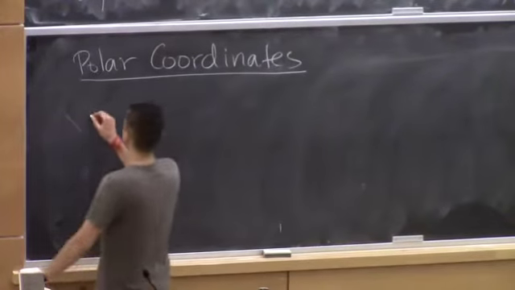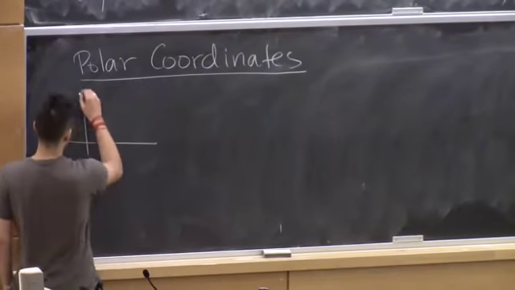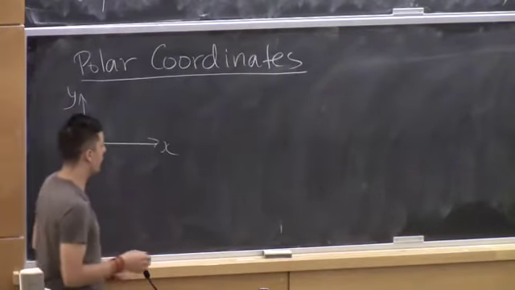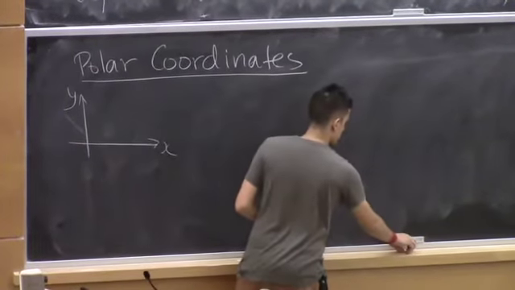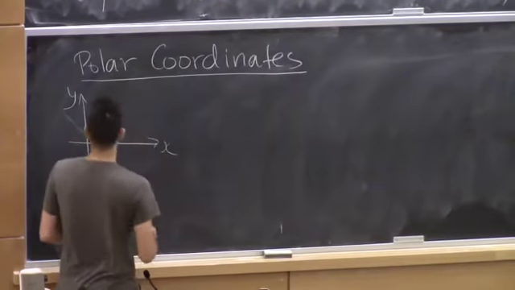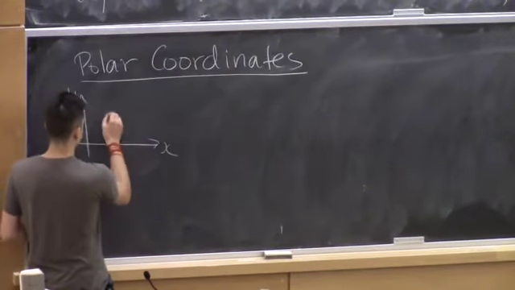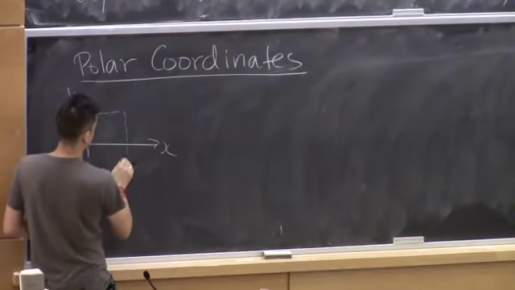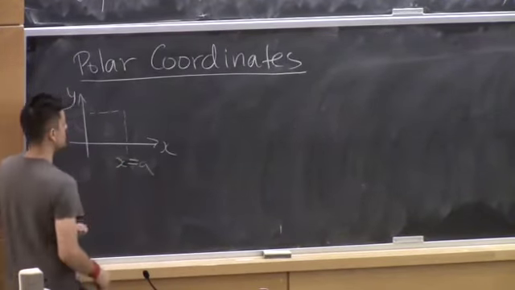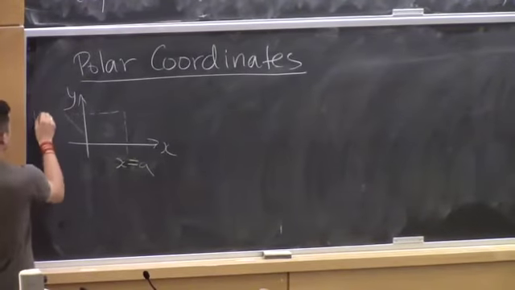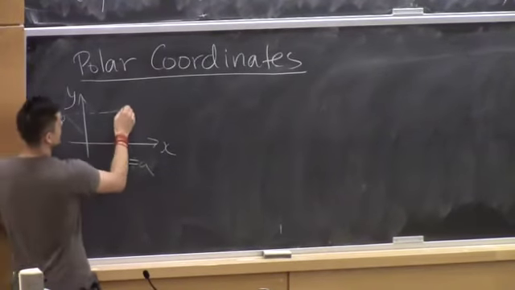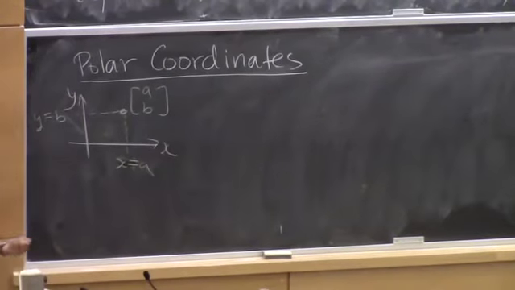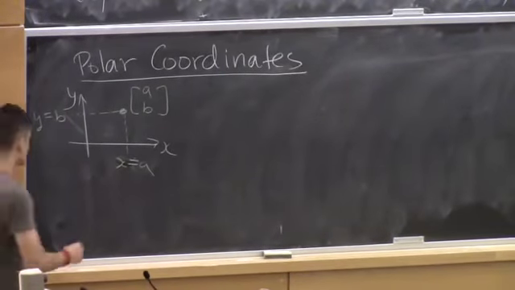So we're used to drawing things like this, x and y. And we say, here's the line x equals a, here's the line y equals b, and we get to (a, b), and we call these our Euclidean coordinates.